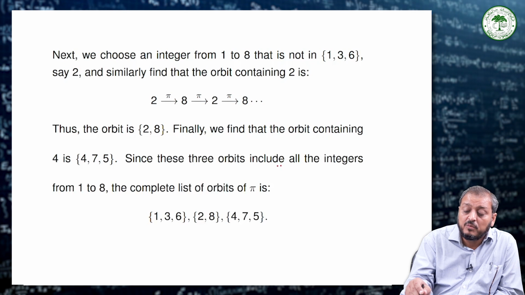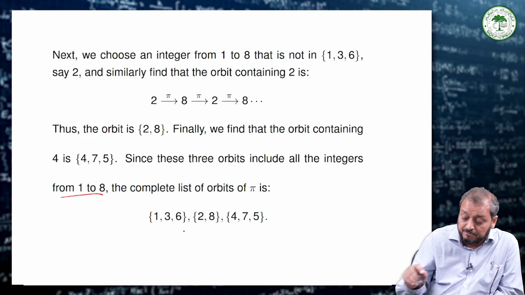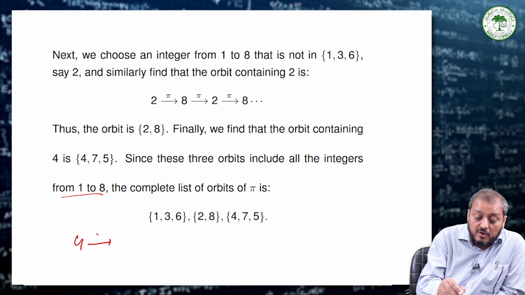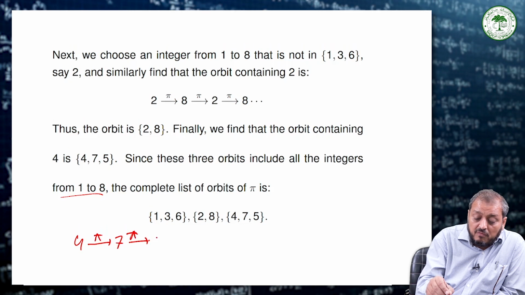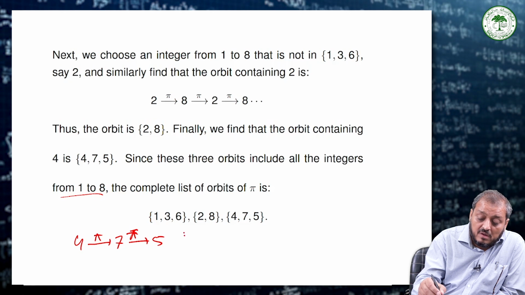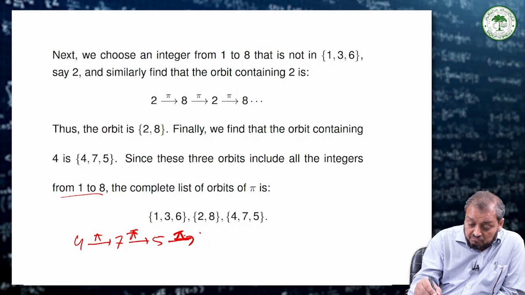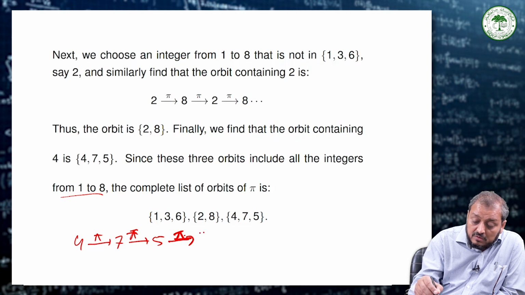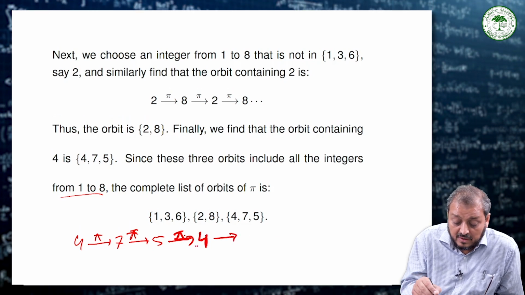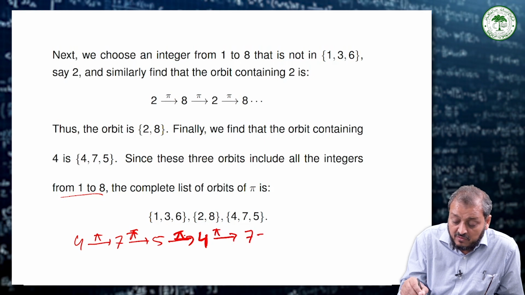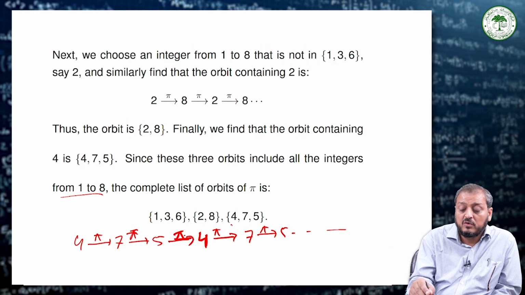Since these 3 orbits include all the integers from 1 to 8, to complete the list of the pi, we have 4 pi to 7, pi to 5, then pi to 4. Then we have 7, we have 5, and so on. So another orbit is equal to 4, 7, 5.